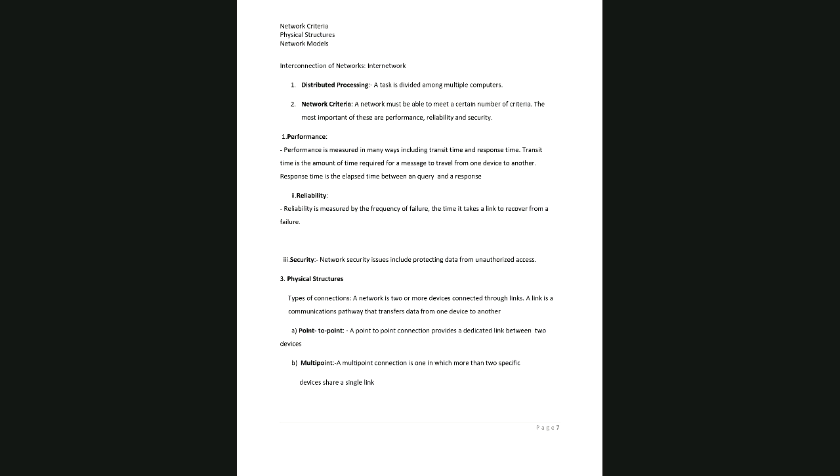Now we see the physical structures in which you have types of connection. A network has two or more devices connected through the link. So a link is a communication pathway that transfers data from one device to another. Okay, so what is a point-to-point connection? A point-to-point connection is nothing but it provides a dedicated link between two devices. This we have discussed in theory part, right? So this is your point-to-point connections. What is a multi-point connection? A multi-point connection is one in which more than two specific devices share a single link.